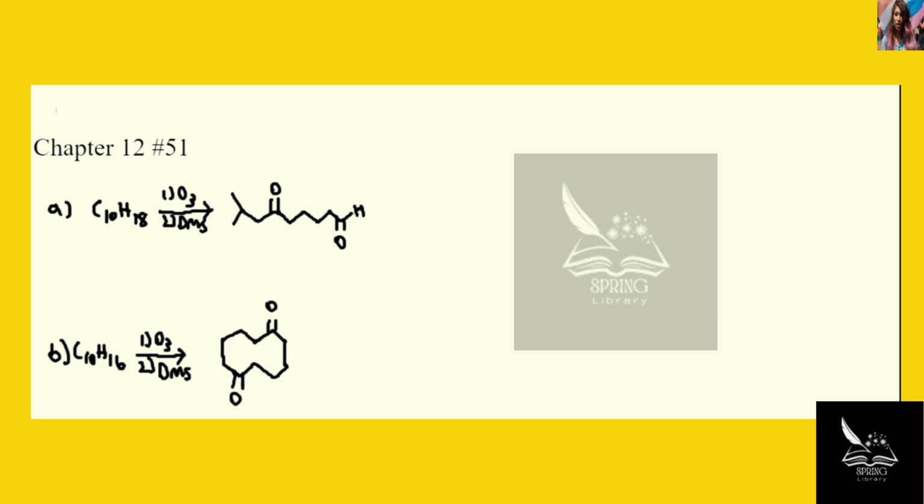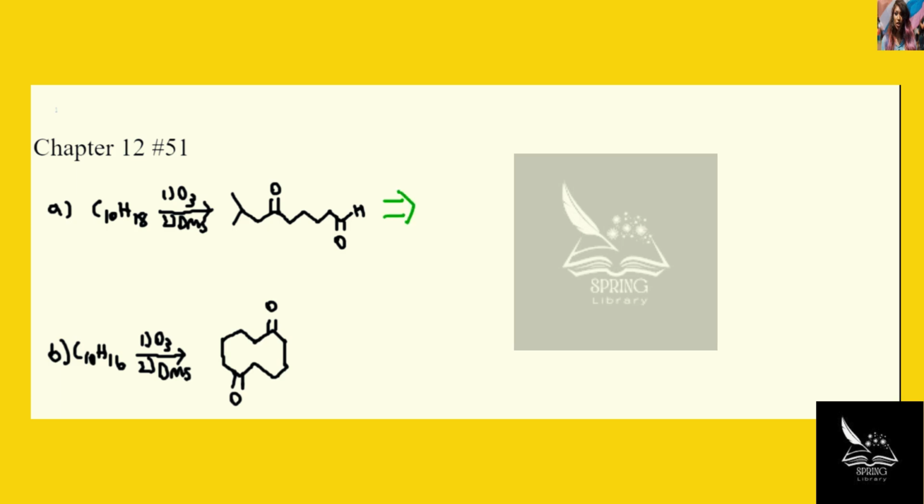This is the answer to Chapter 12, problem number 51 from the Smith Organic Chemistry textbook. This problem gives us two reactions. We get a formula for a starting material, we get an oxidative cleavage reaction, and then we get a product. We are asked to determine what that starting material looked like. I'm going to put my answers in green here.